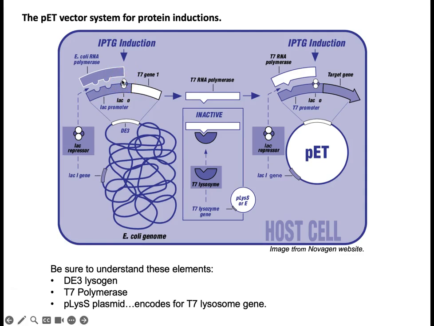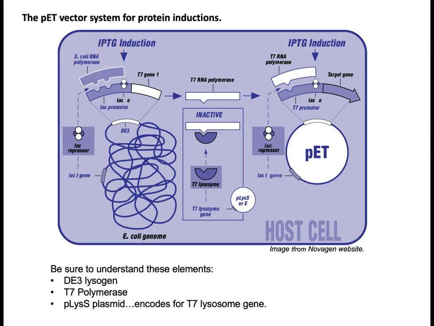So when we're doing a protein induction, we will have transformed our pet vector into a DE3-containing E. coli, and we will grow our bacteria up. Then when we want to turn on transcription of our gene, we're going to add IPTG to the cells. Recall that IPTG is going to bind to the LAC repressor and cause the LAC repressor to fall off of the LAC operator.